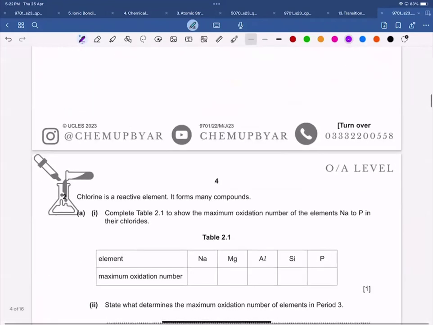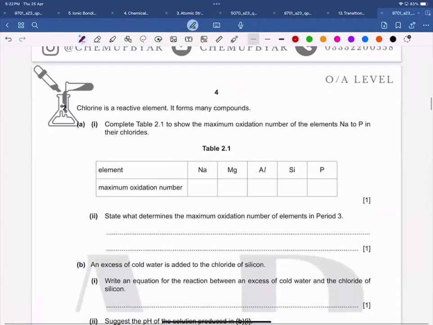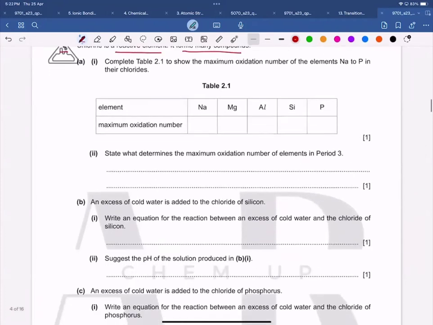Okay. Now we are going to start question number 2. Chlorine is a reactive element. It forms many compounds. Complete table 2.1 to show the maximum oxidation number of elements sodium to phosphorus in their chlorides.